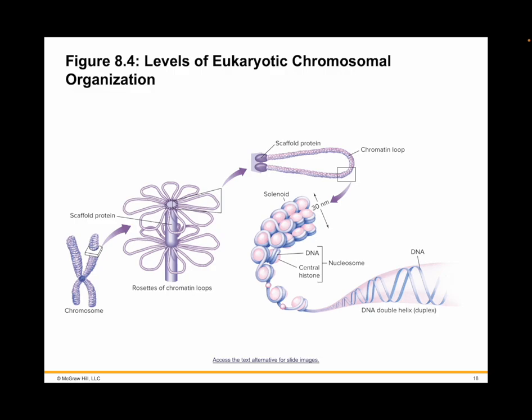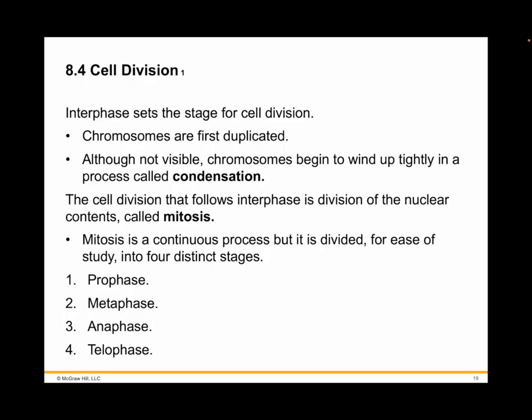Now let's get to the process of cell division. So you will describe the stages of mitosis. When cell division begins in interphase, chromosomes first replicate and then begin to wind up tightly, a process known as condensation. Chromosomes are not usually visible under a microscope during interphase. Interphase is followed by a nuclear division called mitosis.